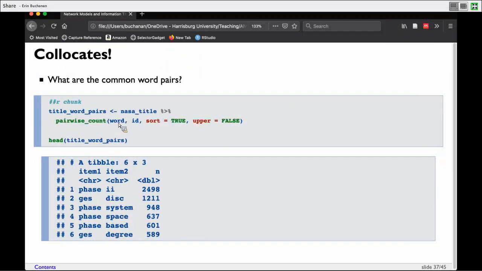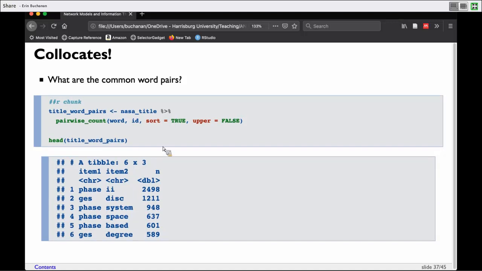Okay, so pairwise count words. So word 1 to 2 is one, 2 to 3 is another, and then it counts to see how many times those occur together. Sort equals true, upper equals false to keep it in lowercase. And you end up with this nice little table: word one, word two, and frequency.